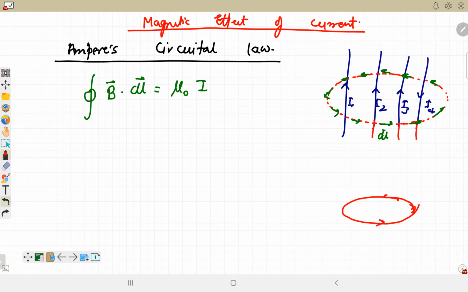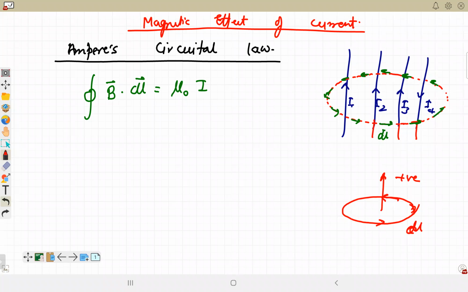But if we are integrating anti-clockwise, the thumb will be coming out of the plane. So that means if the dl vector is integrated anti-clockwise, then currents which are coming out of the plane will be taken positive.